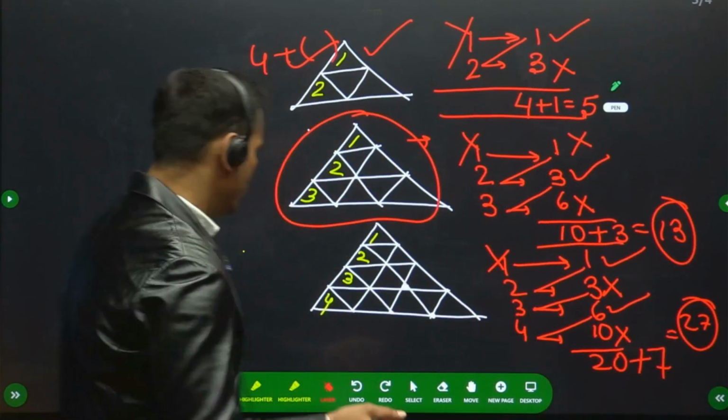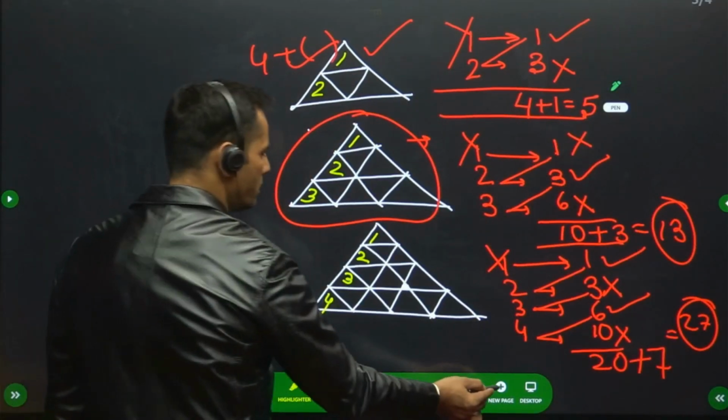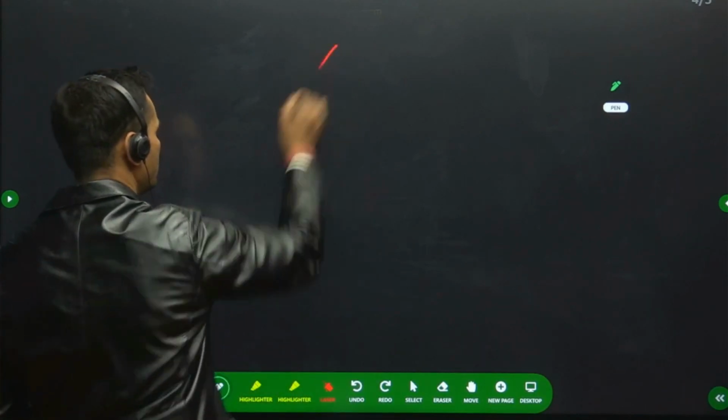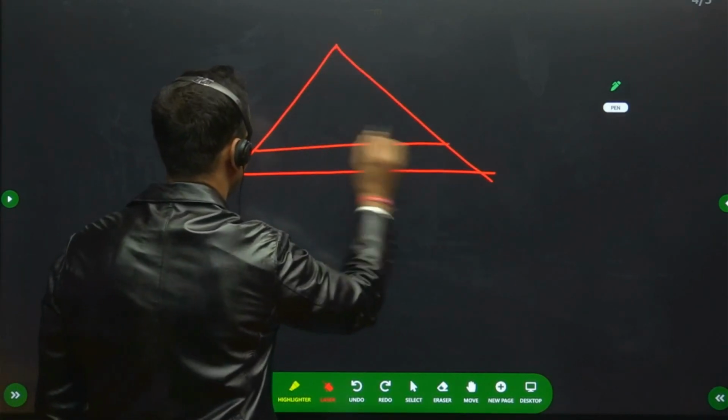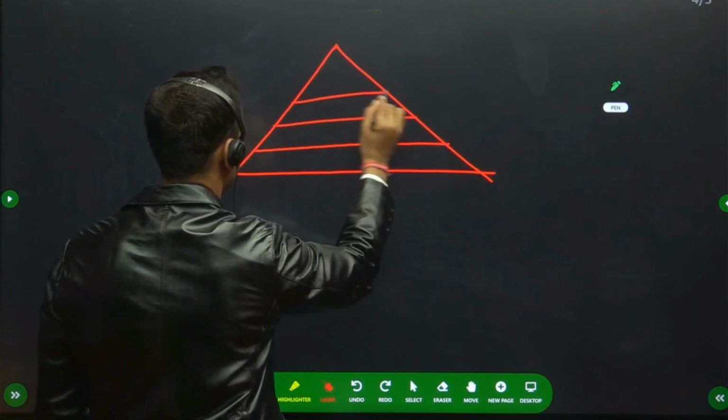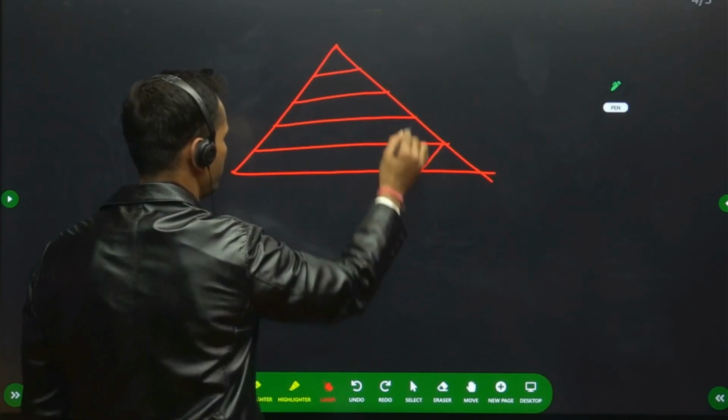Now, just do one question on your own. Had the question been like this, if instead of 4 there were 5 corner triangles, then what would have been the answer? There are 5 corner triangles now.